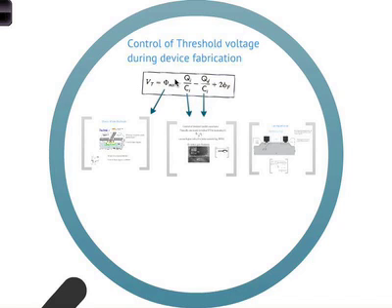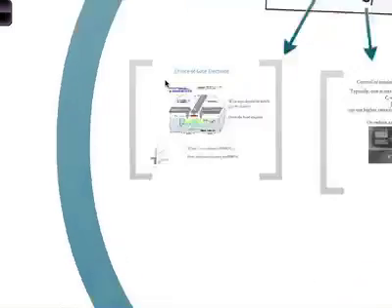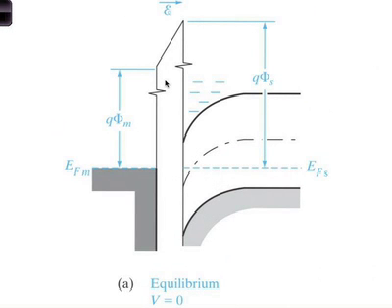Of course, the phi ms is straightforward because you can pick what metal you want to use. Silicon is typically semiconductors, you don't have much choice there. But the metal you can pick. So you have some tunability there. So let's talk briefly about that and we'll start.